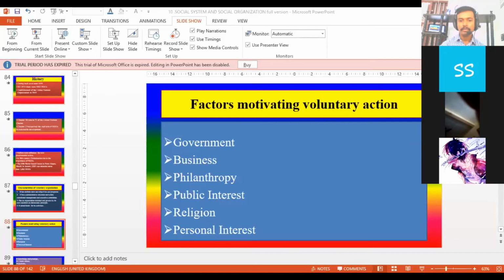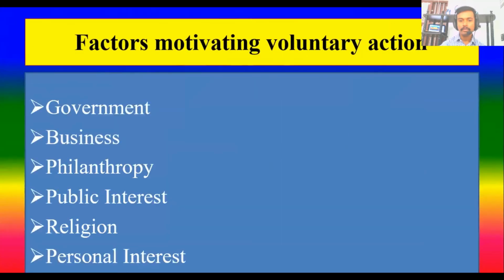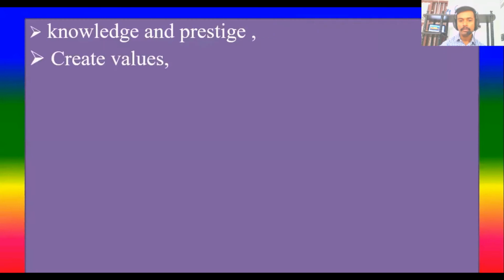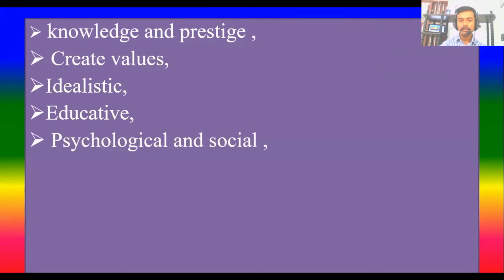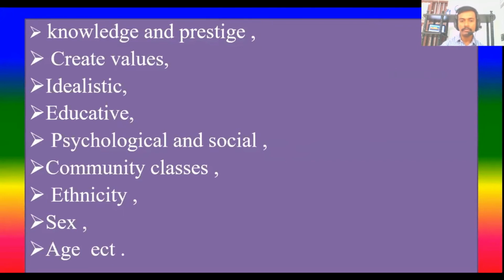Next are knowledge and prestige, creating value, idealistic, educative, psychological, social, community, class, and ethnicity, and sex, for example women's associations with gender concern. Then age, for example elderly associations, voluntary associations or organizations.